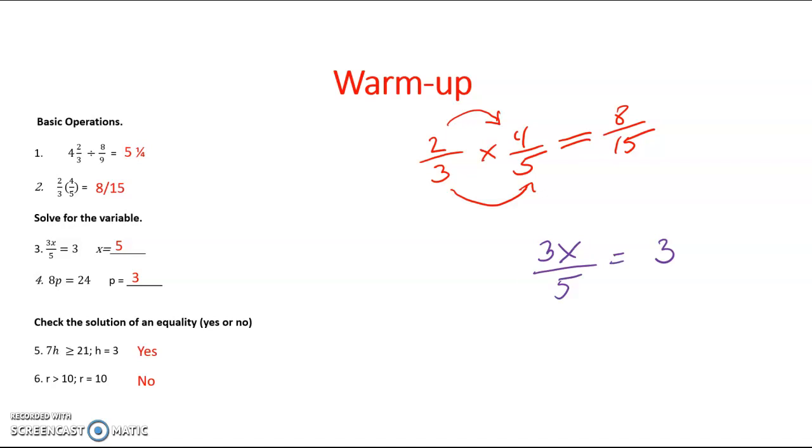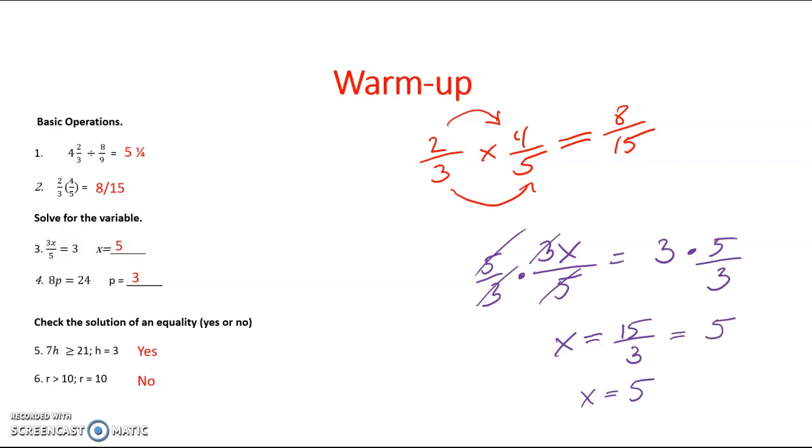If I do it on that side, I have to do it on the other side. So let's go ahead and watch. Times 5/3, times 5/3. Then I can cross that out because these cancel each other out, and I'm left with x. And 3 times 5/3, that's 15/3, which equals 5. So x equals 5.